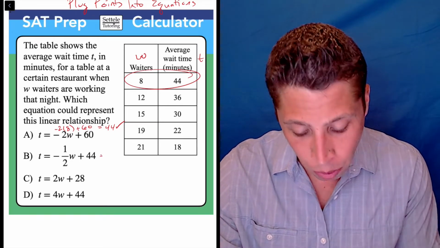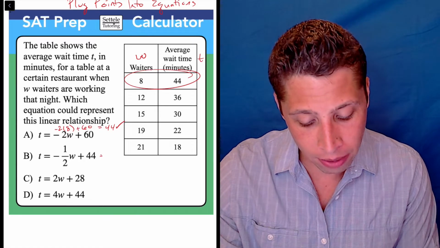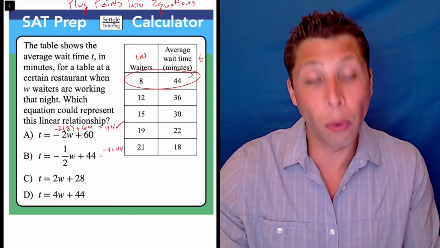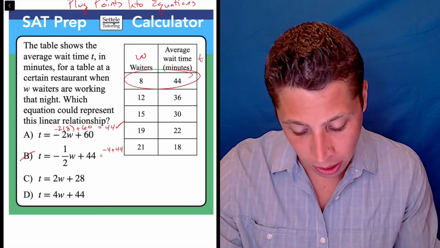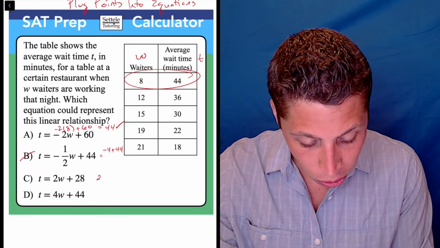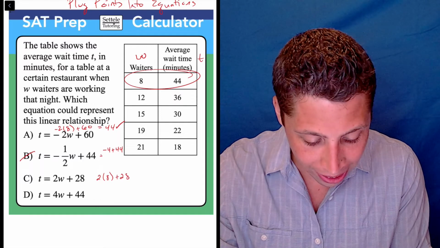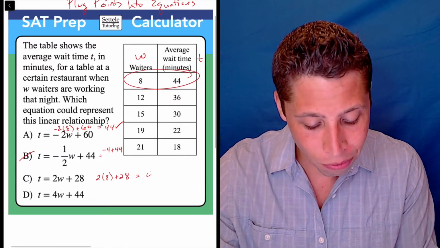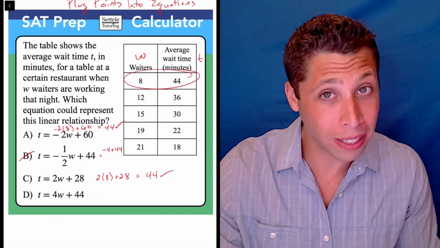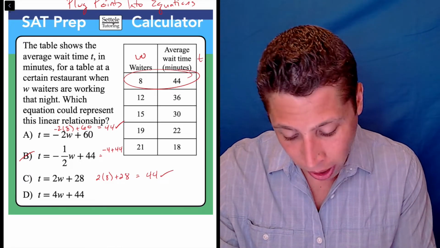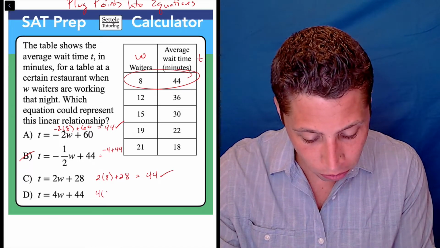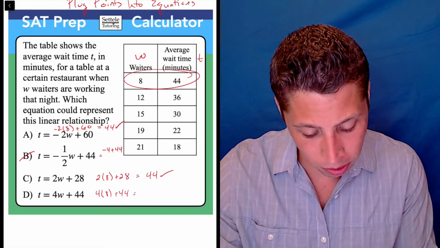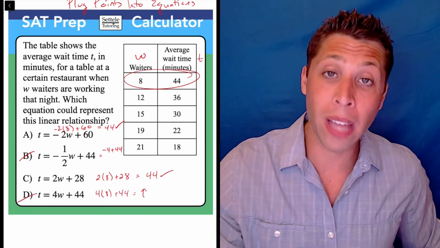But as we go through, we can see negative 1/2 of 8 would be negative 4 plus 44. Well, that's 40, not 44. So that doesn't work. And then here we would have 2 times 8 plus 28. So 16 plus 28 is 44. So that works too. I expected this. That's okay. But let's try choice D just to finish things off here. So 4 times 8 plus 44, that's 32 plus 44. This is already way too big. So that leaves us with A and C.